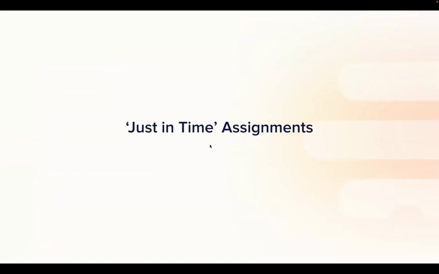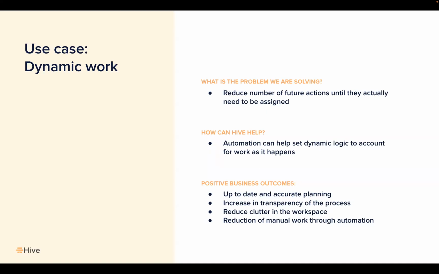Just-in-time assignments. The use case for this is to reduce the number of future actions until they're actually needed and needed to be assigned out. How can Hive help? Automation can help set dynamic logic to account for that work as it's happening. Some of the outcomes of this will be up-to-date and accurate planning, increase in transparency of the process, reducing clutter in your workspace, and reduction of manual work through automation.